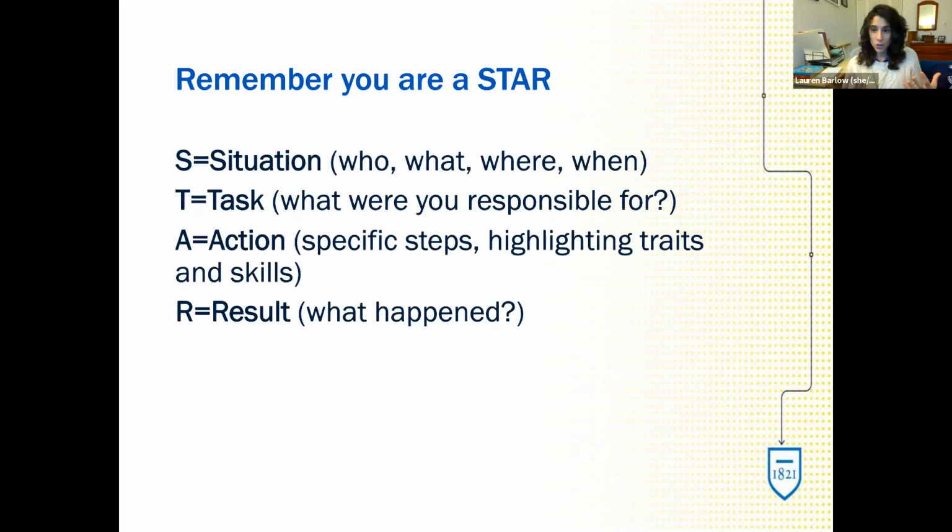So you would explain the situation in which your example took place. So this is the who, the where, the when. Then you would explain what, the task. So what was your team responsible for? Then you would explain the A, the action. So this is what steps did you take in order to complete the task, or how did you contribute to the team? And then the R is results. So this is what happened. Because you took these steps, because you had these tasks, what were the end results?